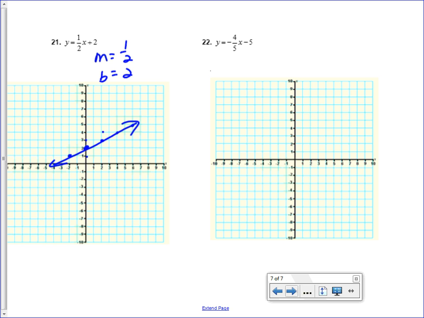And the last one today, slope is -4/5 and the y-intercept is -5. So I start at a -5, and it's a -4/5, so I go down 4 and I go over 5. Now I don't have room to go any further, so in this case I'd go up 4 and go back 5 the other way. So I'd end up with this line here. Hopefully that's making sense to us.